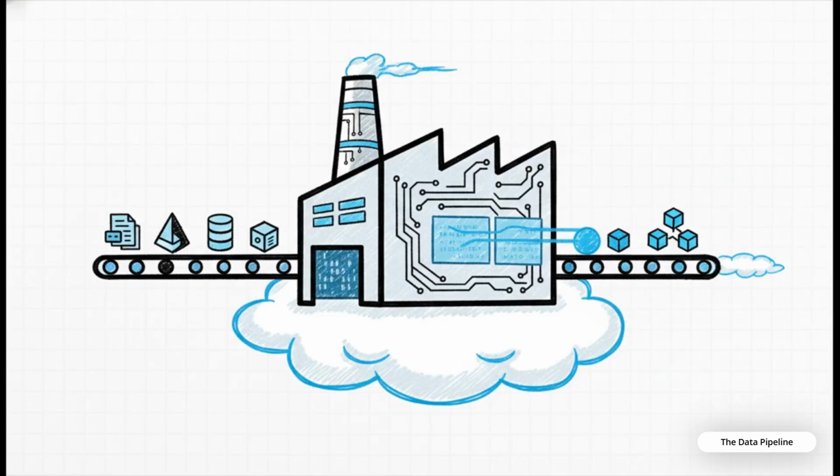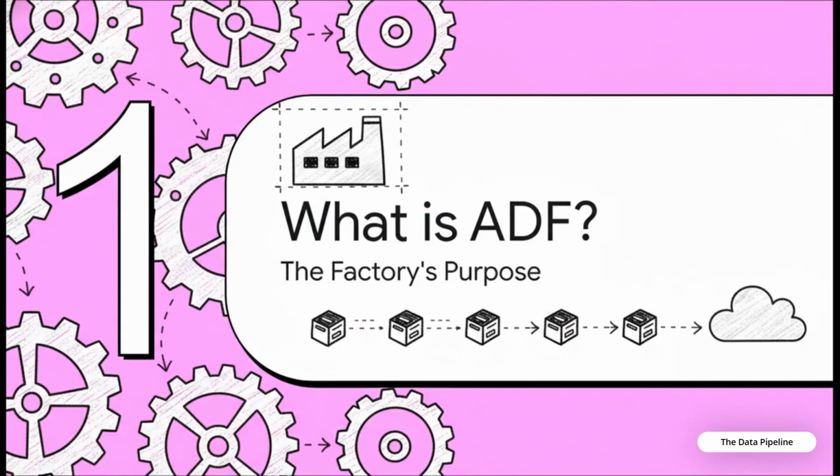Yep, a factory. But not one with smokestacks and loud machinery. We're talking about a digital factory, one that runs entirely in the cloud. It's this super automated system that's designed to take in all that raw data as its material, refine it, and then produce something truly valuable. And honestly, this data factory idea is the best way to understand how all of this works. And in the world of Microsoft Azure, that digital factory has a specific name, Azure Data Factory, or what you'll often hear called ADF. So let's take a look at what this factory is really designed to do.